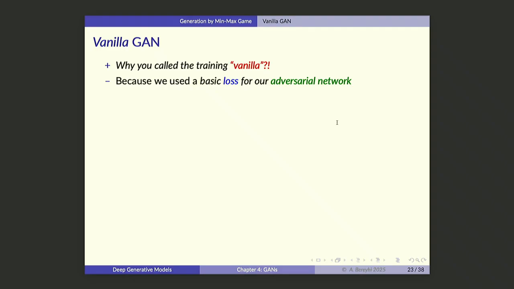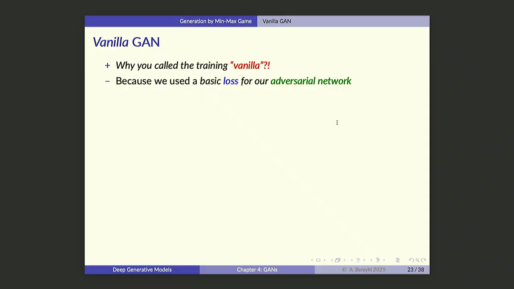Now, one question is that you might wonder why I called it vanilla GAN. The reason is because there are also other forms of GAN. The most famous one, which is better than this one, is the Wasserstein GAN, which is the topic of the section after this one.